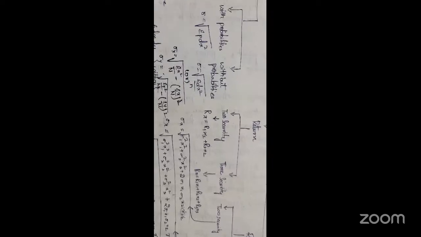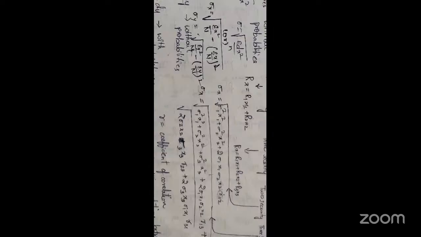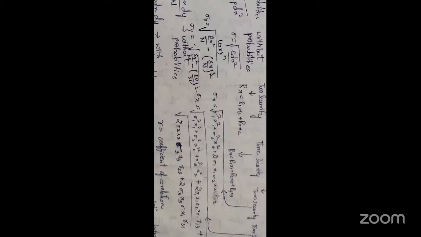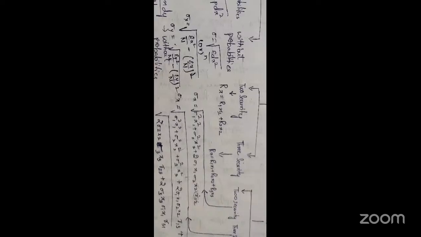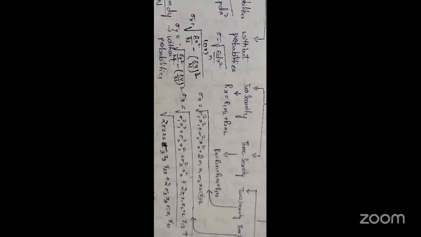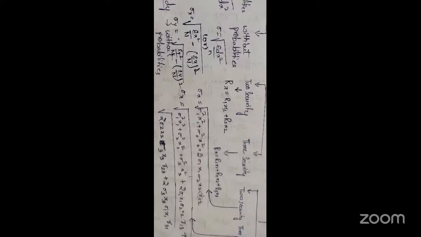Risk on portfolio, please look at this. Sigma1 square x1 square plus sigma2 square x2 square plus 2 into sigma1 x1 sigma2 x2 correlation coefficient between 1 and 2. That is for two security cases. Now look at three security cases: sigma1 square x1 square plus sigma2 square x2 square plus sigma3 square x3 square plus 2 into sigma1 x1 sigma2 x2 correlation coefficient between 1 and 2, plus 2 into sigma2 x2 sigma3 x3 correlation coefficient between 2 and 3, plus 2 into sigma3 x3 sigma1 x1 correlation coefficient between 3 and 1. This is the formula for the risk of portfolio for three cases.